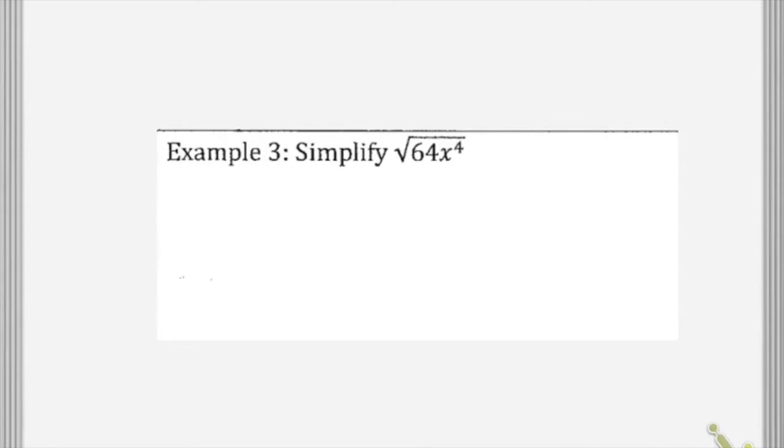Therefore, for example 3, we're simplifying the square root of 64x to the 4th. We simply take the square root of 64, which is 8. And then we divide that exponent of 4 by 2. So that would be x squared. So taking the square root there and then dividing the exponent of 4 by 2.